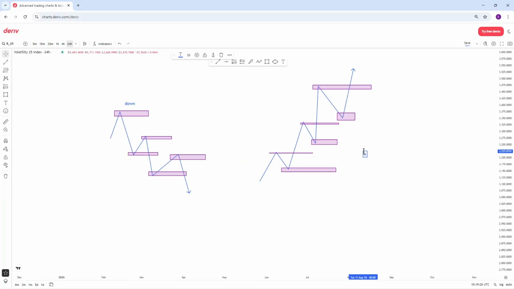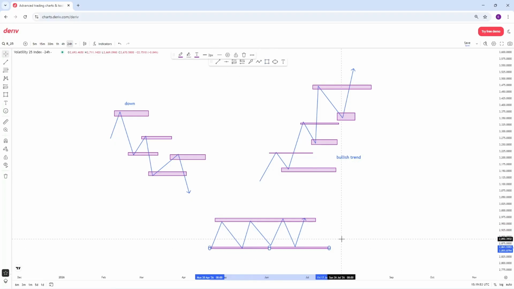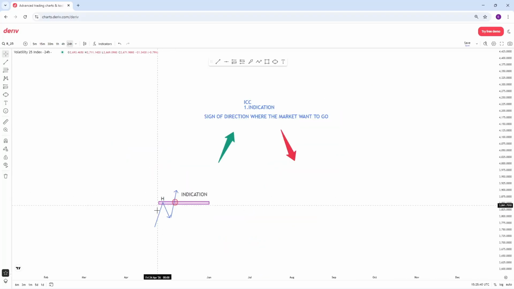This is bullish. We also have a consolidation market, which we don't trade here. You can see the market has no direction, just playing inside. There is no trade zone, so we don't trade this kind of market. This break of a previous high is called the indication.